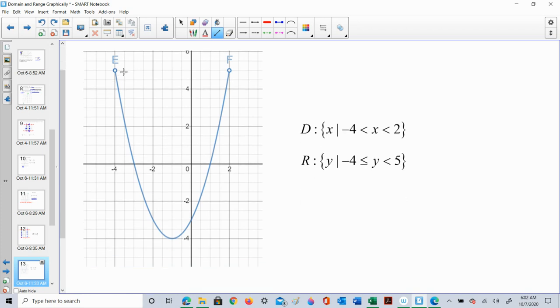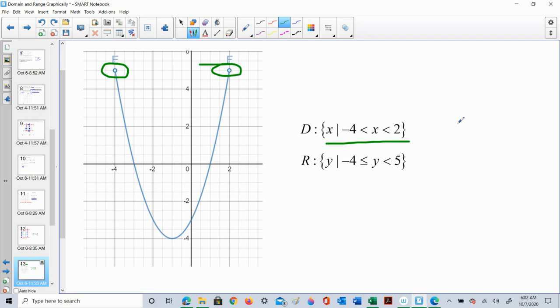Same picture, except now I've got these couple of open circles here, right? We're going to have to deal with those open circles, here and here this time. So how does that change things? Well, our domain, -4 and 2, both of those pieces are not part of the graph anymore. So it's not less than or equal to on either piece. It's just less than.